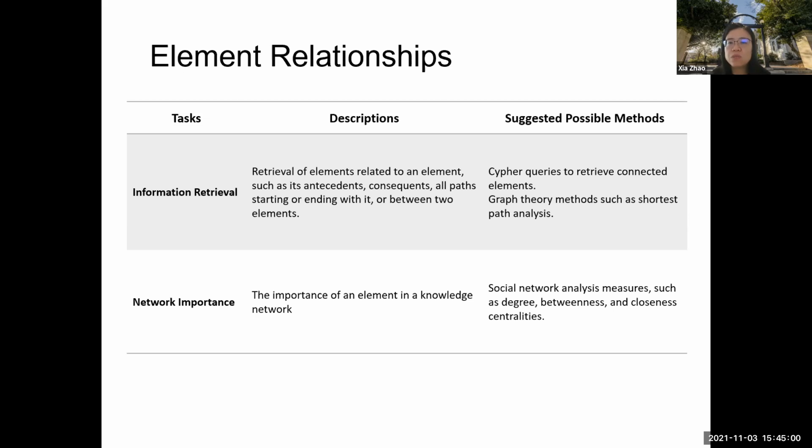We can also use graph theory methods like shortest path analysis to identify the important mediators, those with direct impact on other elements. And we can also use social network measures to evaluate the importance of an element in a knowledge network. Like we can use the in-degree, out-degree centrality, betweenness centrality, or closeness centrality measures, to see how important an element is in a knowledge network.